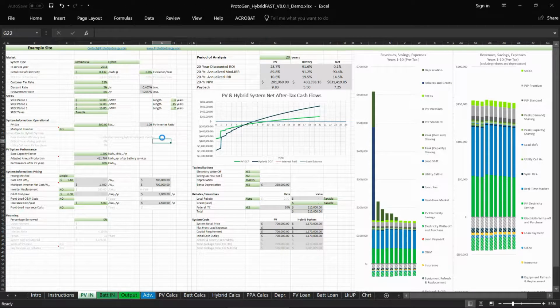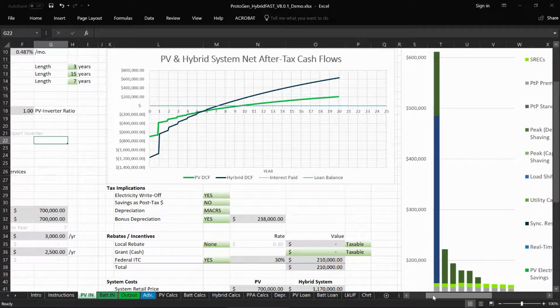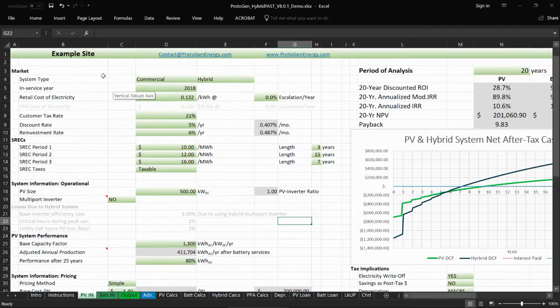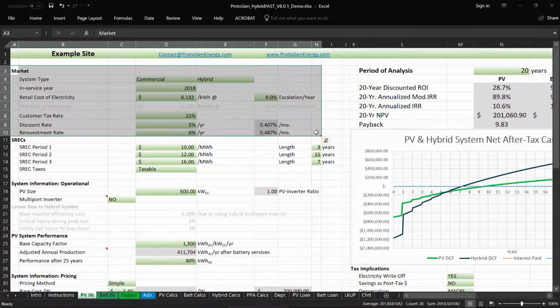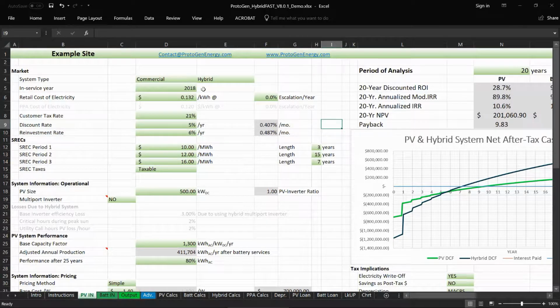So let's zoom in a little bit and take a look at the first section. The first section of the input tab is the market characteristics. This is where you'd put in the relevant information for the type of system that you're interested in, whether it's commercial, hybrid, PV only, or battery only.